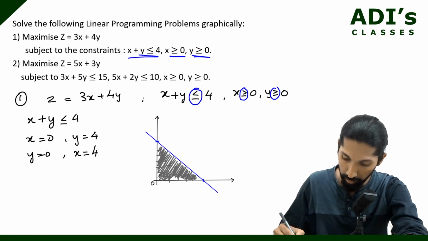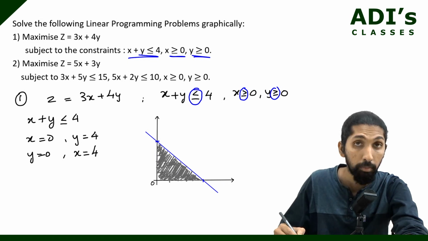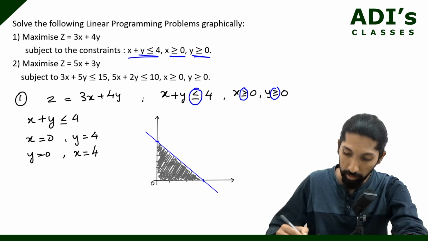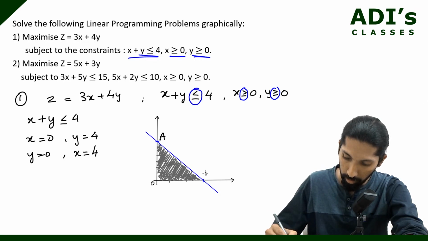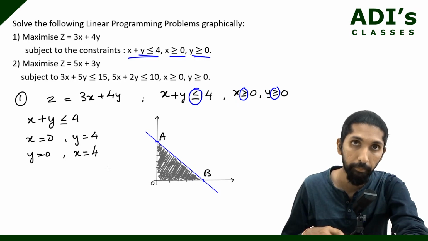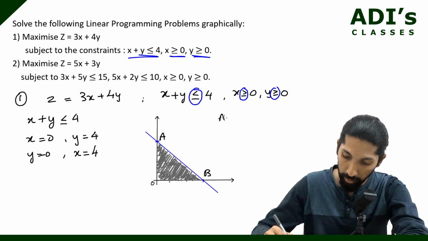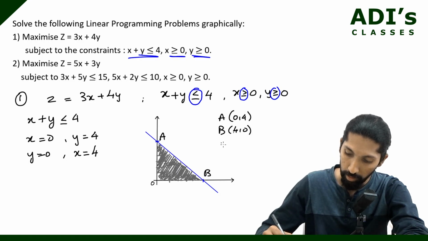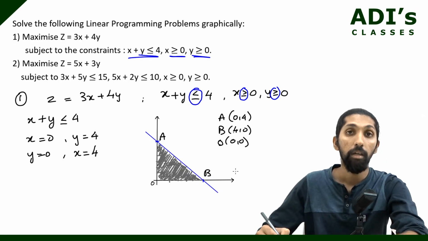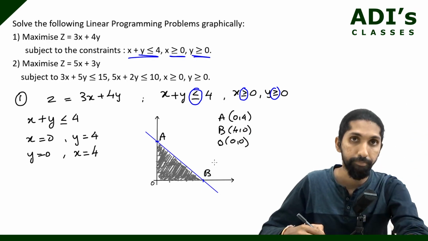Now, in the feasible region, what we do is take the corner points. So this is called the corner point method. Now what are the corner points? Let's call this A, let's call this B. Now O, A, B are the three corner points, correct? Now what are the coordinates of A? A is (0, 4), B is (4, 0), and O is (0, 0). Right? Now what we do, we take these three values and put them in the objective function.